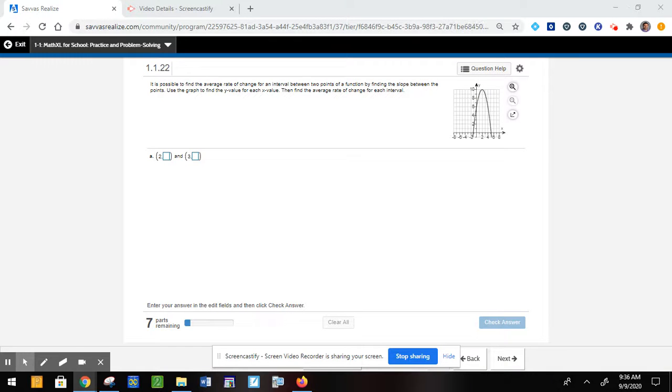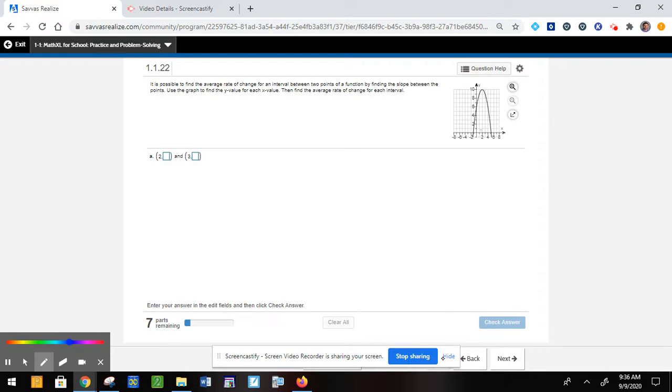All right, so it is possible to find the average rate of change for an interval between 2 points of a function by finding the slope between the points. Use the graph to find the y value for each x value, then find the average rate of change for each interval. So it's giving you the x values in the ordered pair, and we need to find the y values that go with it, and then we'll find the average rate of change, which is just the slope formula.